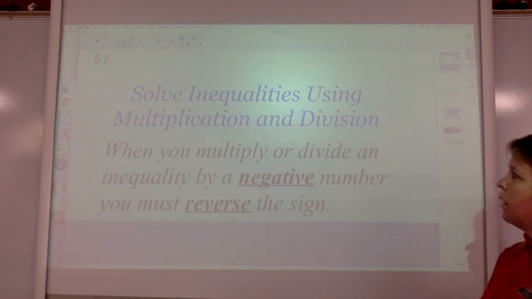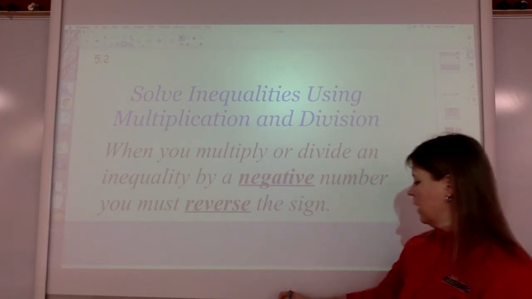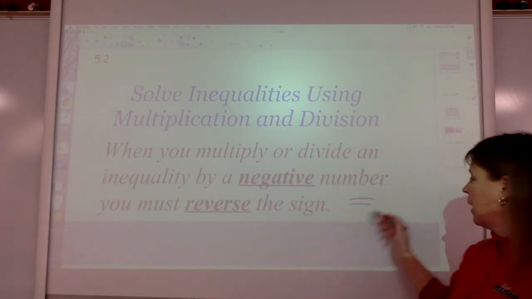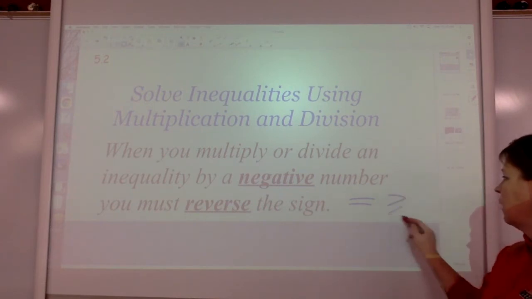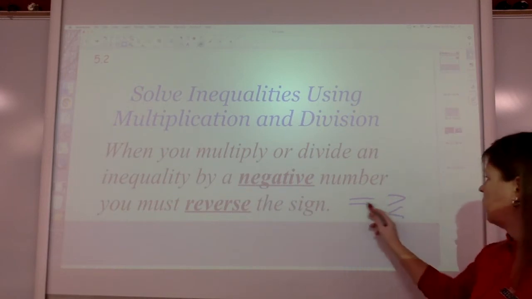When you multiply or divide an inequality by a negative number, you must reverse the sign. We never had to do that with an equal sign, but of course, an equal sign is the same forward and backwards. A less than sign and a greater than sign are not the same forward and backwards. They get reversed on each other.